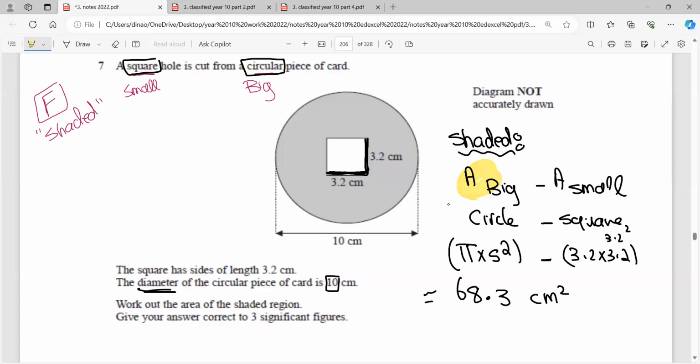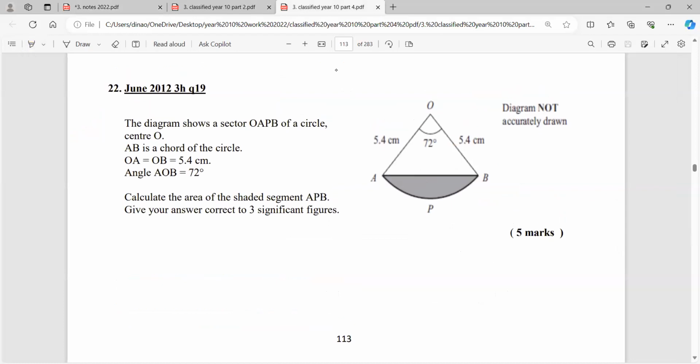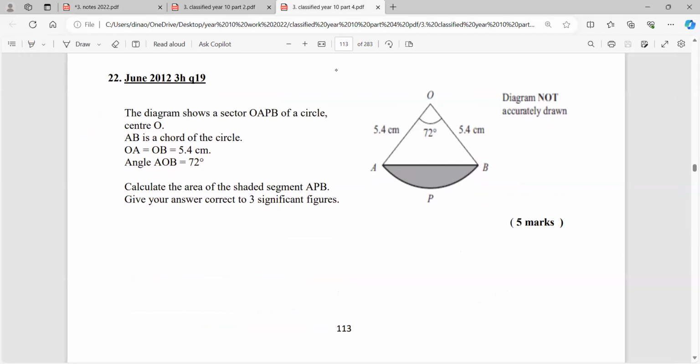To find the area of a shaded region, what I do, as you can see, is area of the big shape minus area of the small shape. You have to identify which shape is the bigger shape and which is the smaller shape. Now that's it for the notes. Moving on to classified part 4. This page is one of the important questions that I need you to understand. This is classified part 4, page 113.